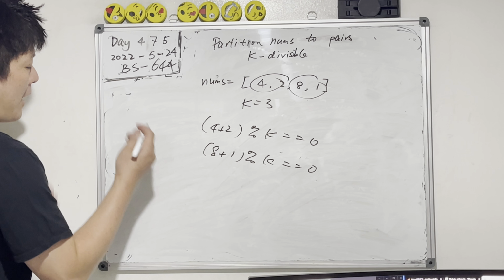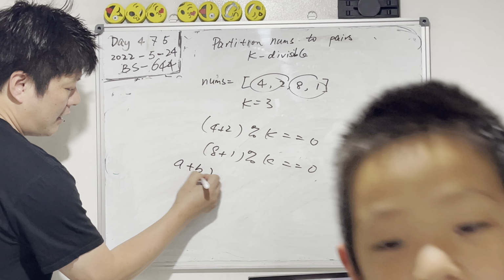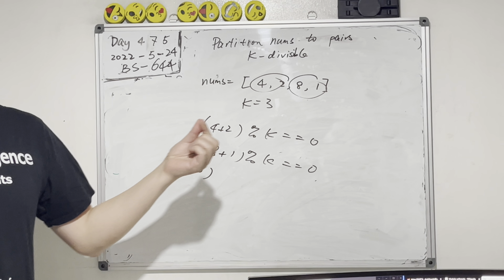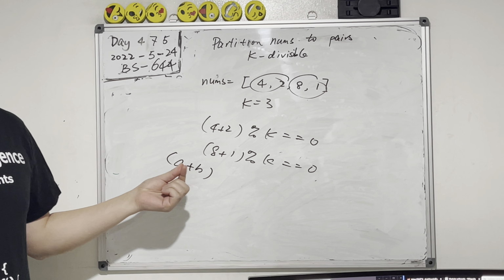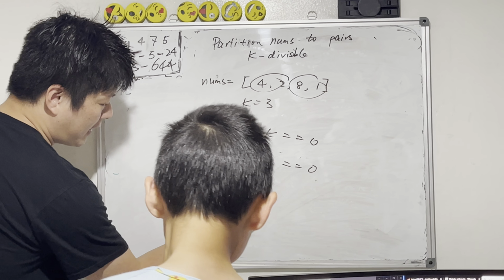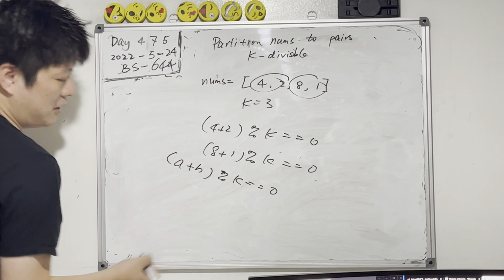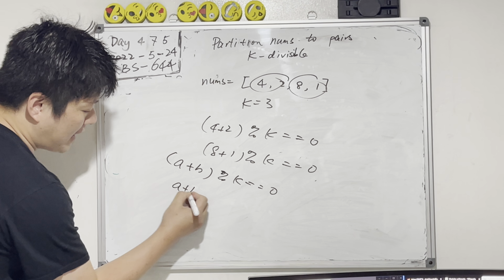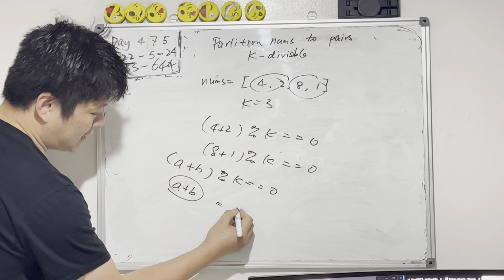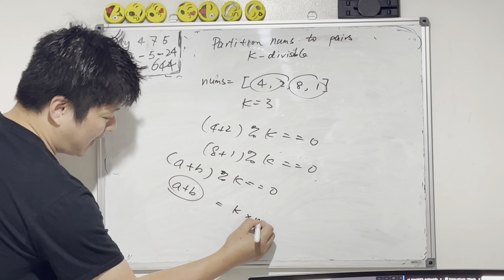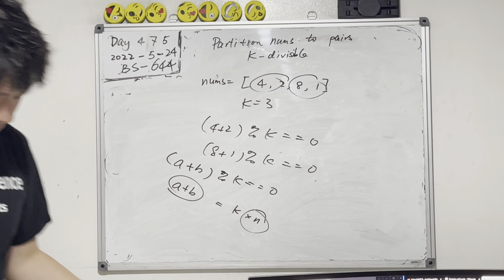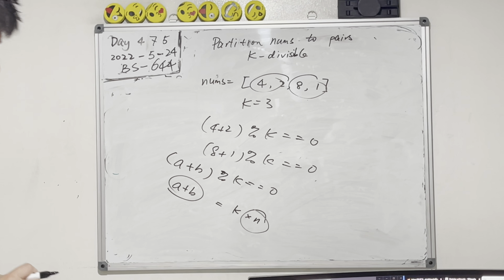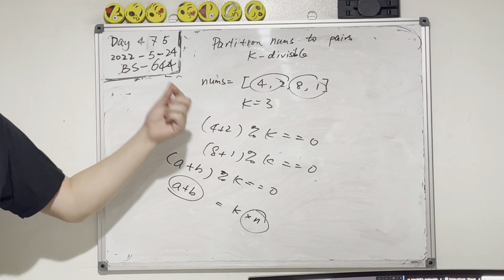If two numbers a and b, the sum of a and b needs to be divisible by k. Yeah, we divide it, modulus equals 0. It also means that a plus b is a multiple of k. Yeah, it's k times something. Okay, so that's how we check if the sum can be divisible by k.